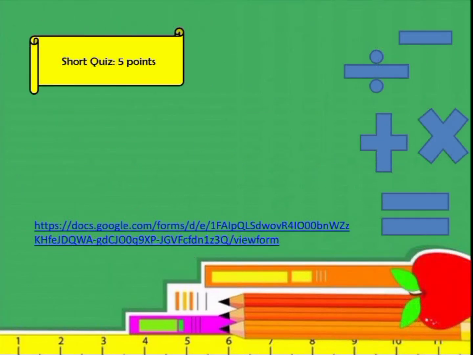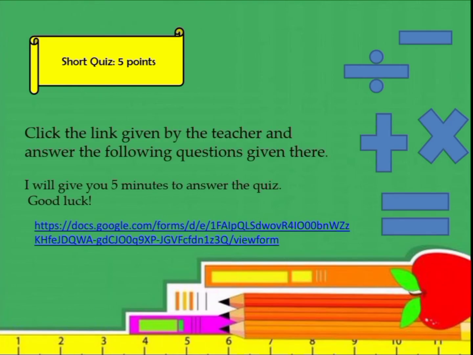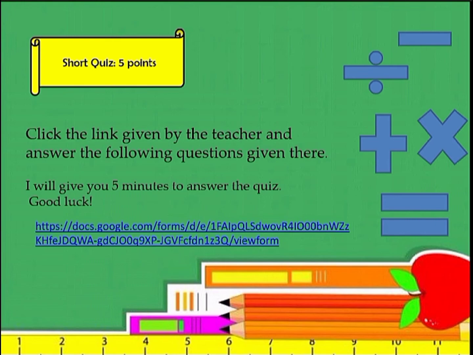So, now, let's move on to our quiz. Our quiz is equivalent to 10 points. Ang nailagay ko lang dito is 5 points, but it is 10 points, so it is times 2. The instruction is click the link given by the teacher. I will put the link here in our comment section. Then answer the following questions given there. Then I will give you 5 minutes to answer the quiz.